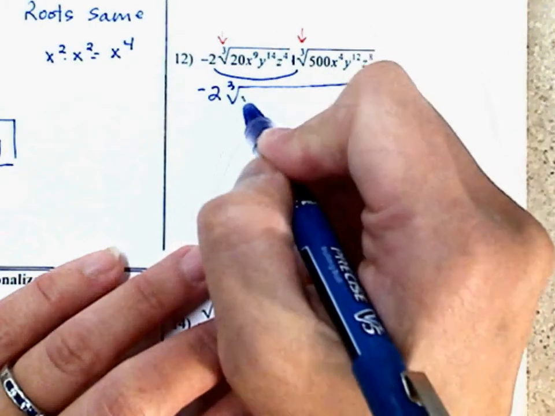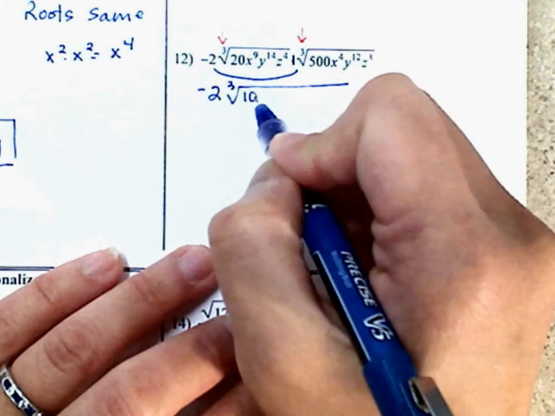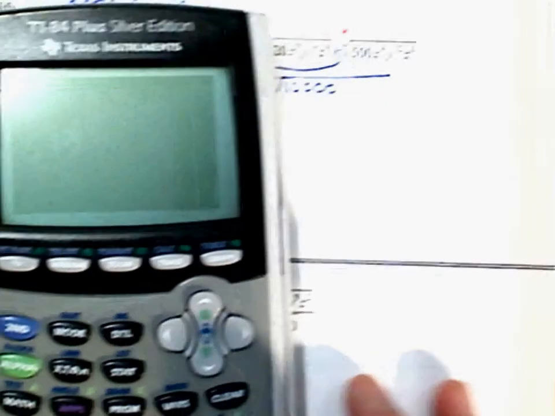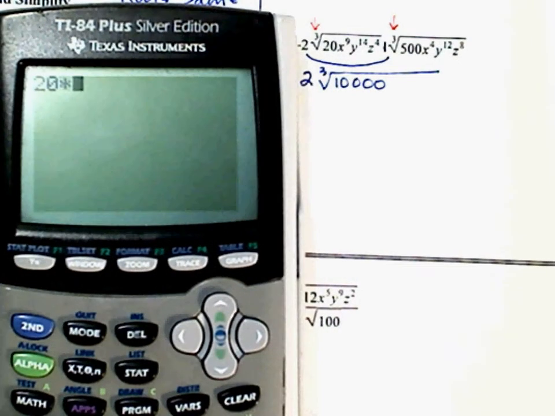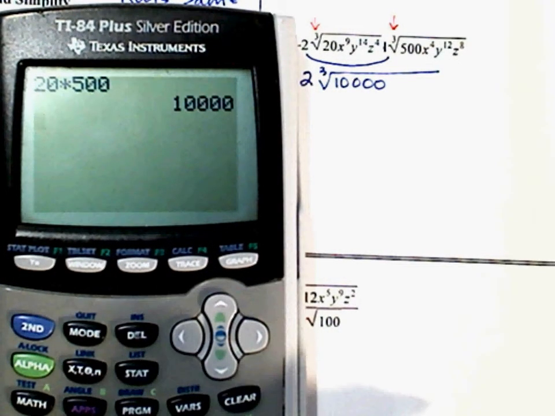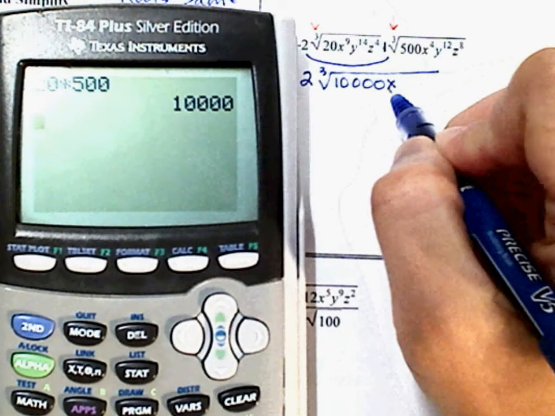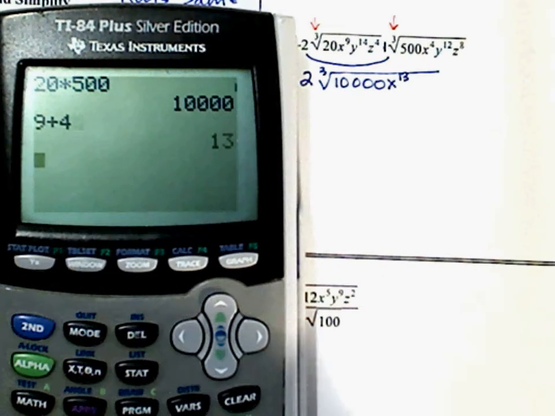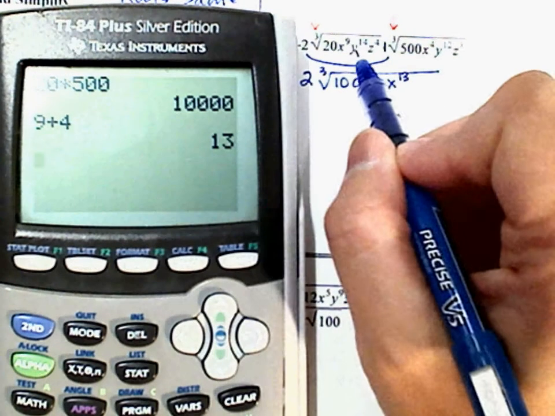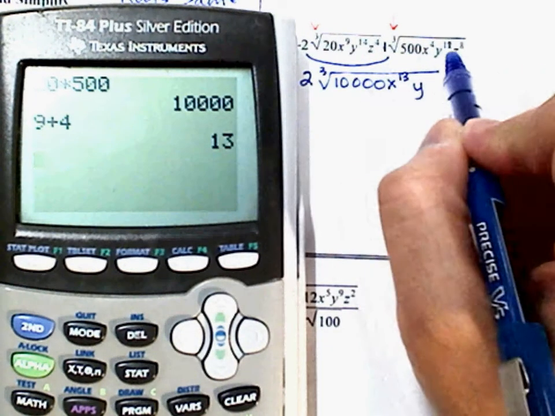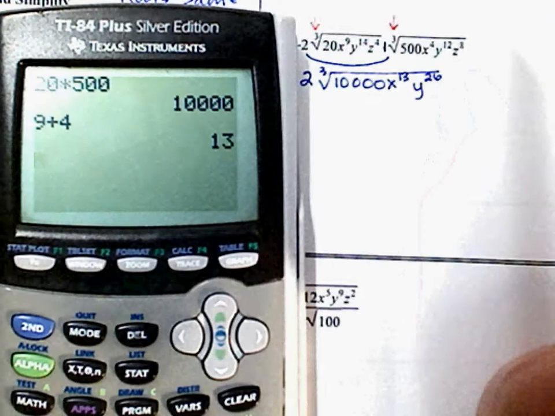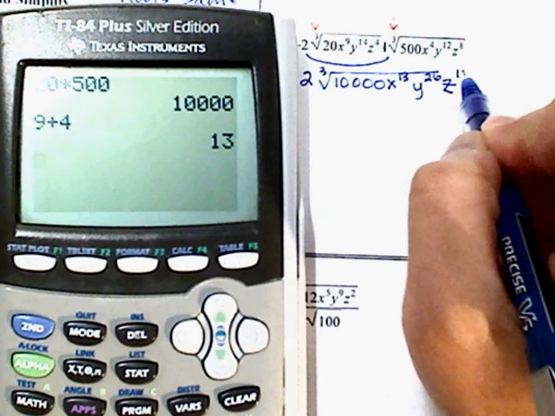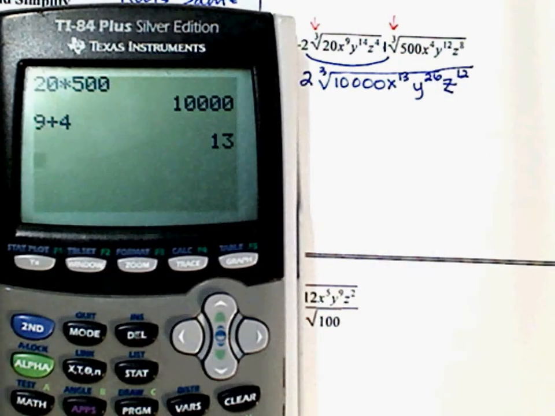20 times 500 is 10,000. If you need to, use your calculator, just like this, okay? Just type 20 times 500. See how you have 10,000? Your x's. 9 plus 4 is 13. Just like so. Okay? Your y. 14 plus 12 is 26. Your z. 4 plus 8 is 12. Just like that.